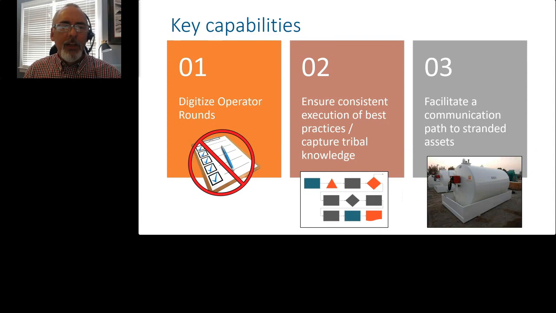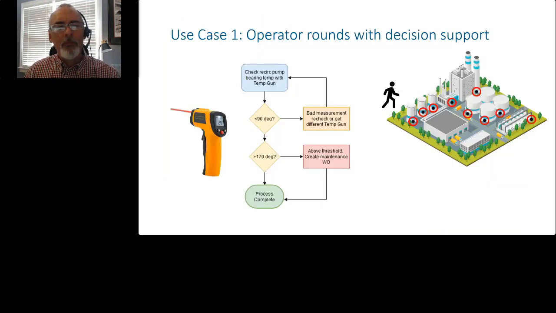So in terms of key capabilities, we already talked about digitizing operator rounds. I think that one's fairly easy to understand. A second point is that this tool can allow you to ensure consistent execution of best practices. Said another way, it's a tool that will allow you to codify electronically tribal knowledge that you might have in your, let's say, more mature operations staff that maybe doesn't exist in the newer folks you're hiring in the last year or 2 or 3. And then a third key capability is the ability to facilitate a communication path to stranded assets. We'll take a look at that in detail in just a minute.